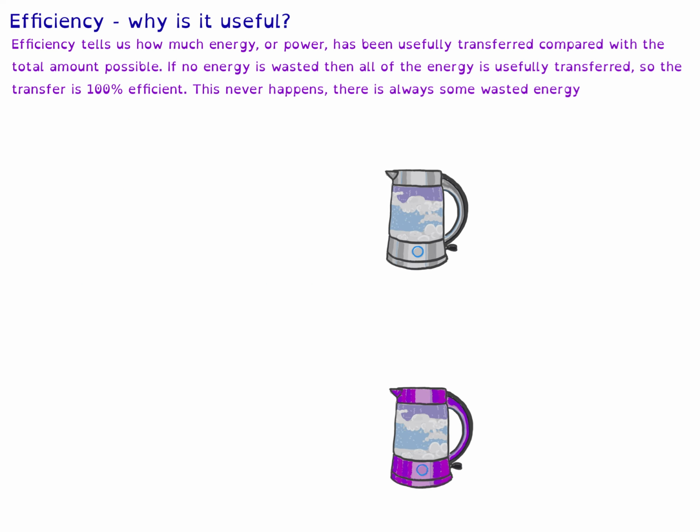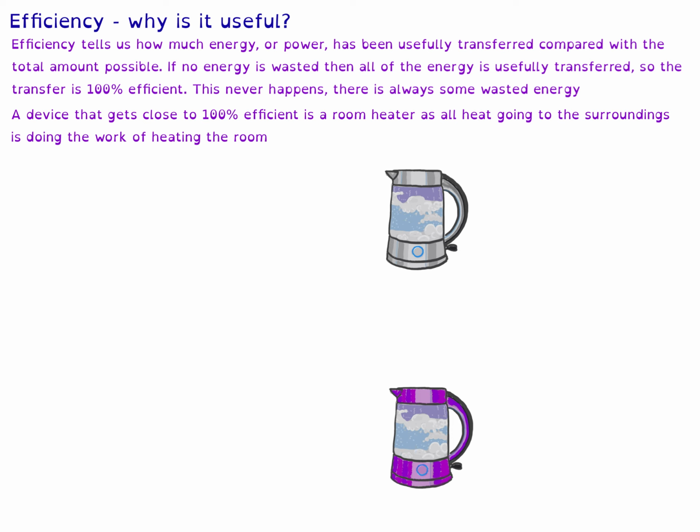Efficiency tells us how much energy or power has been usefully transferred compared with the total amount possible. If no energy is wasted, then all of the energy is usefully transferred, so the transfer is 100% efficient. This never happens. There's always some wasted energy. A device that gets close to 100% efficient is a room heater, as all heat going to the surroundings is doing the work of heating the room.